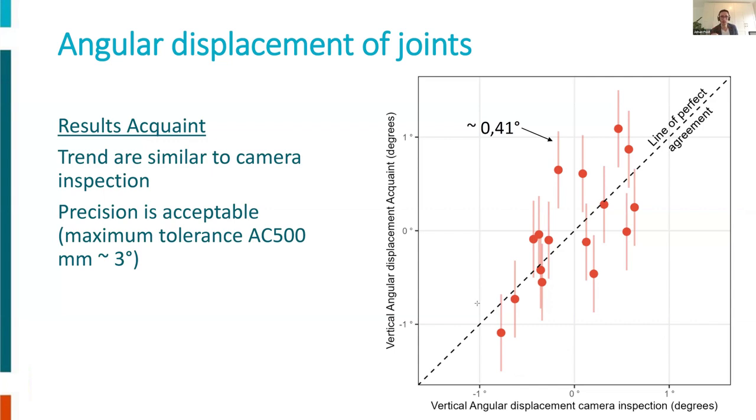But to put it a bit in perspective, the maximum tolerance for this diameter pipe is about 3 degrees, and the precision, so the uncertainty in the measurements due to noise, is about 0.41. So that's quite in the good range. That seems to be acceptable, and the general trend is the same. The camera inspection and the inline inspection more or less agree on the angular displacement. So those results are quite nice. Can I get the next slide, Tom?